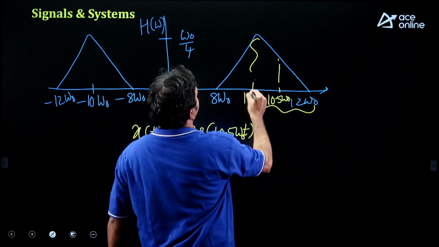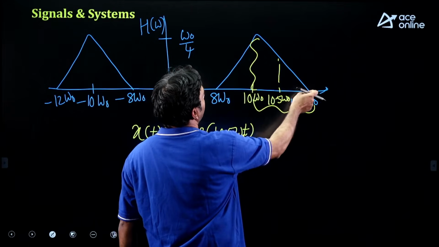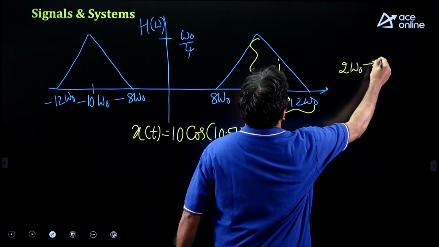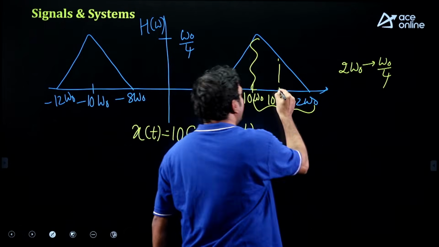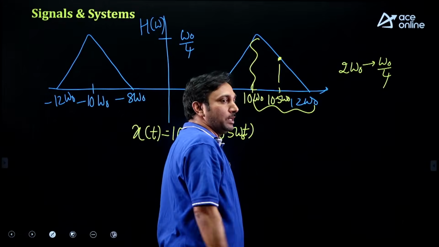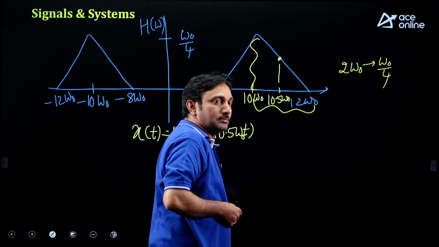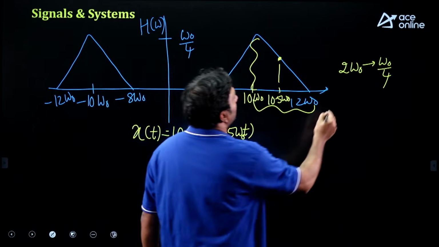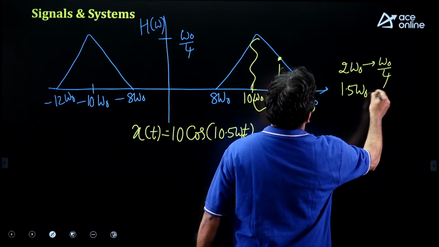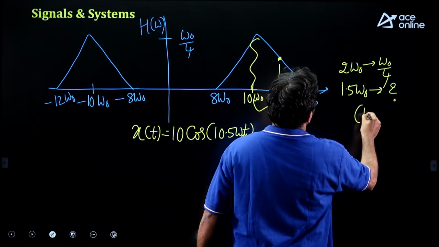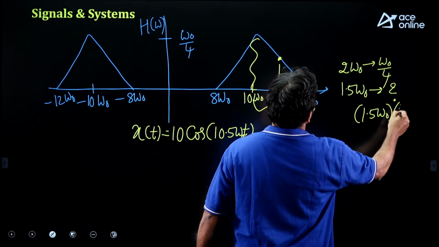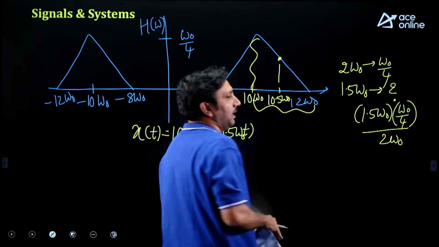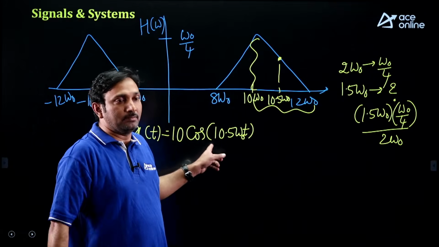For this width, what is the height? 10 omega naught to 12 omega naught, 2 omega naught, what is the equivalent height? For 2 omega naught, it is omega naught by 4. You want the amplitude level at 10.5 omega naught, or not? What is this gap now? 10.5 to 12 means what is the gap? Just 1.5 gap. For 1.5 omega naught gap, what will be the amplitude? It becomes 1.5 omega naught into omega naught by 4 divided by 2 omega naught. That extra amplitude will be introduced here in the output.